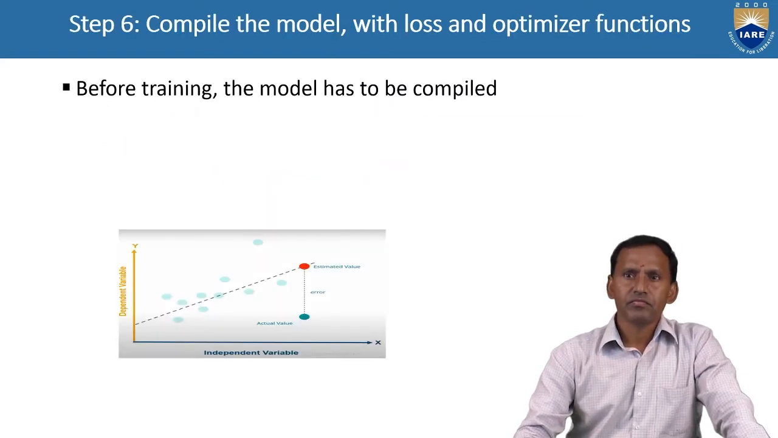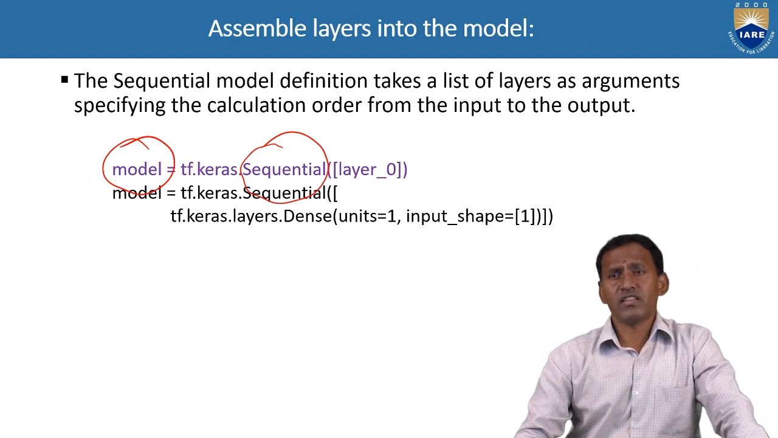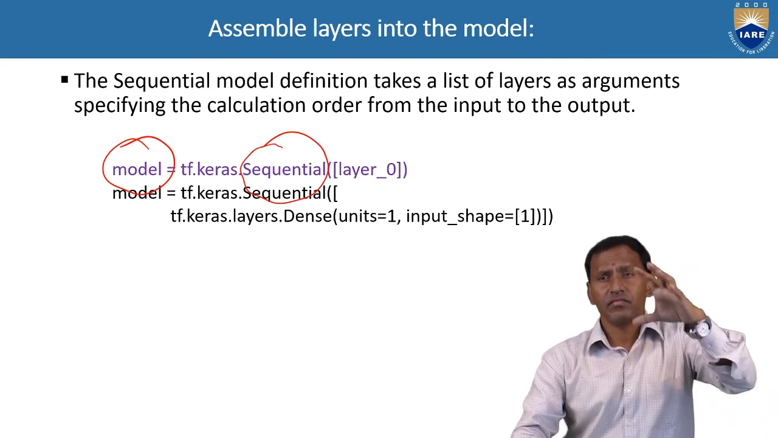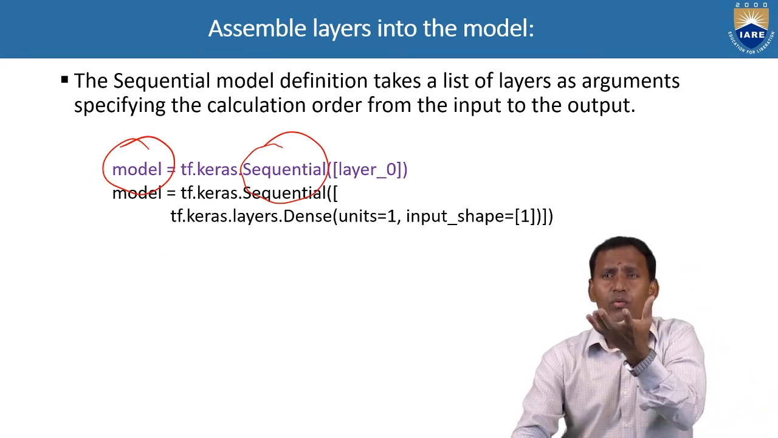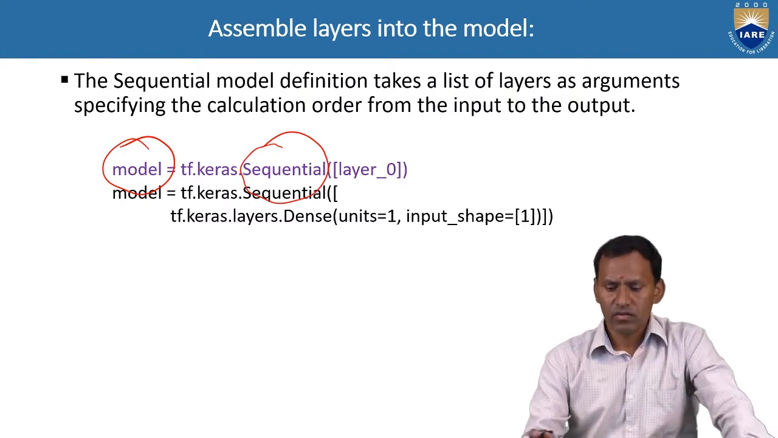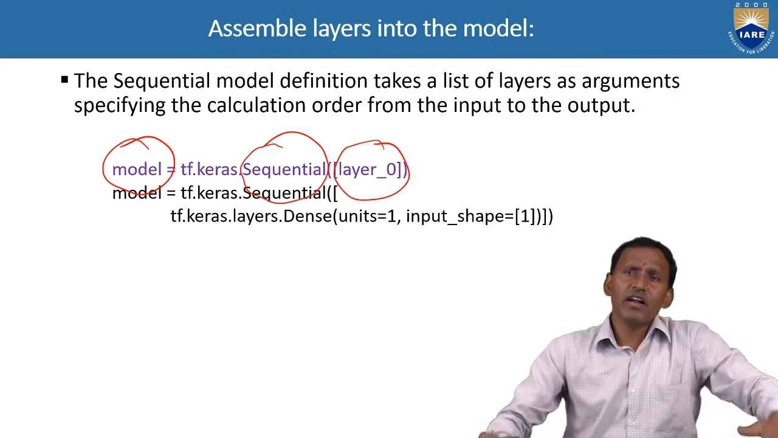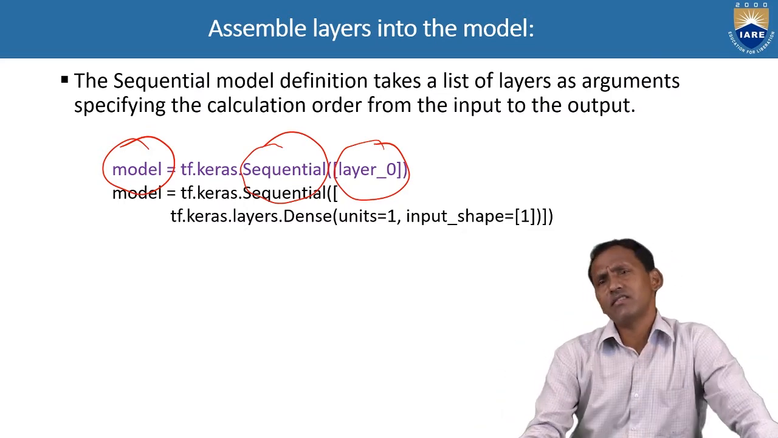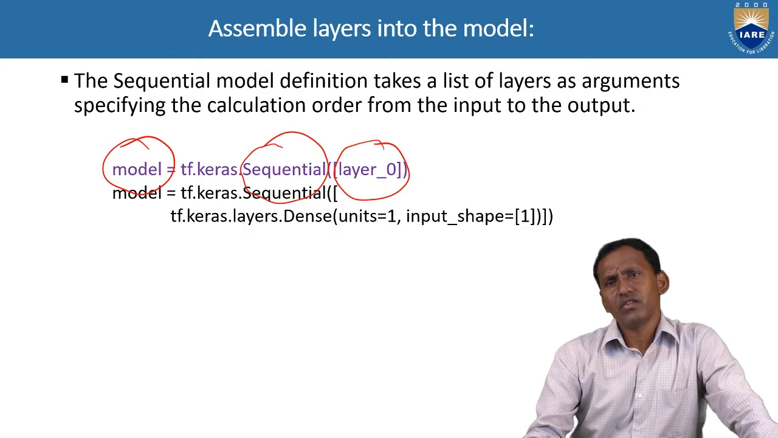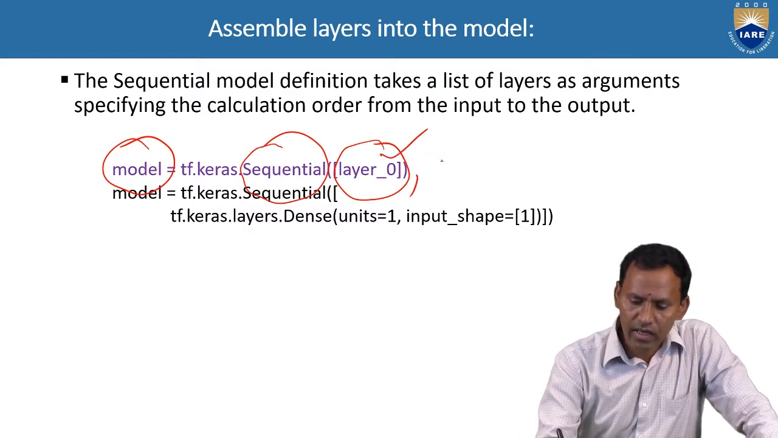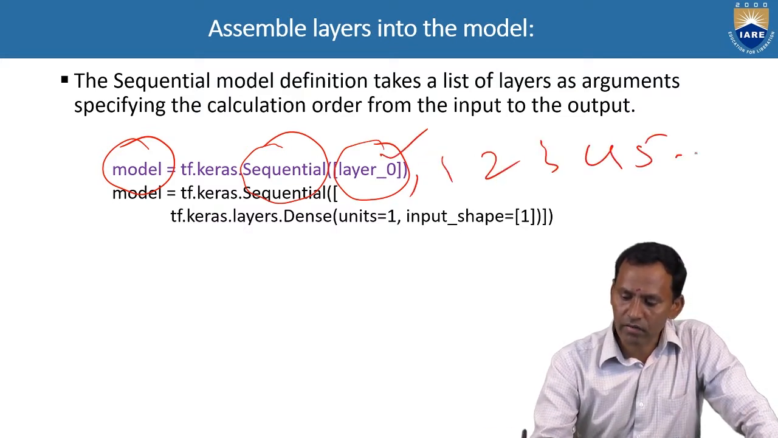Now, this sequential method contains parameters. Only one layer I am giving here. If you have to give multiple layers, we can give multiple layers. So layer 0 I am giving, comma layer 1, 2, 3, 4, 5 and so on.